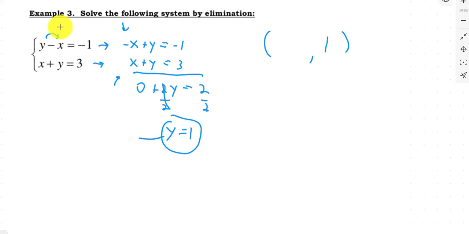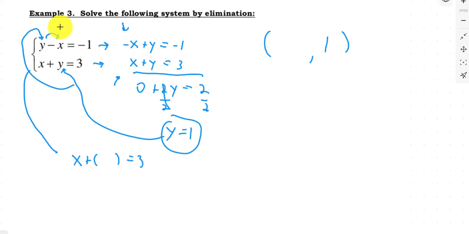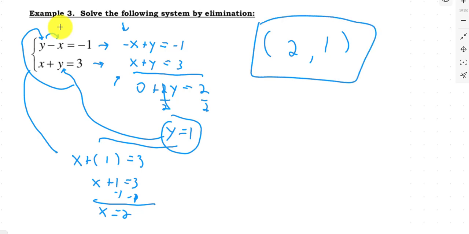To find x, I can plug in 1 here or here, right? I'll use the bottom equation, so let me rewrite this as x plus, now instead of y, I'm going to replace y with 1. So I have x plus 1 equals 3, subtract 1, and you're left with x equals 2. So my ordered pair would be 2, 1.